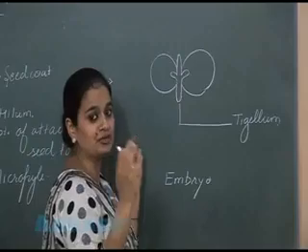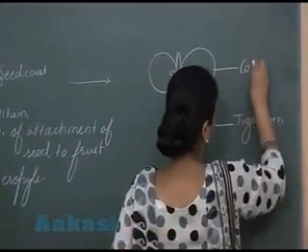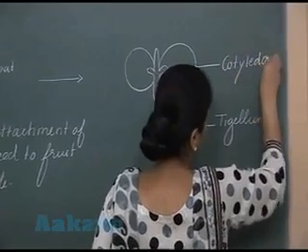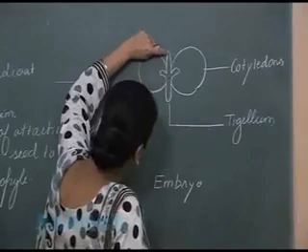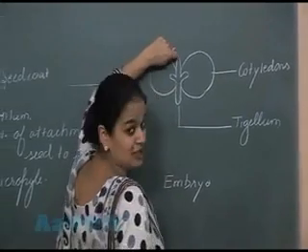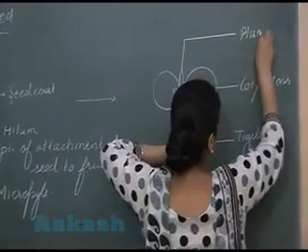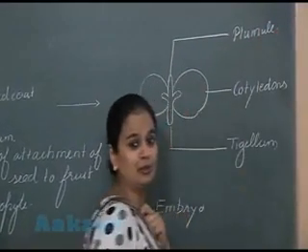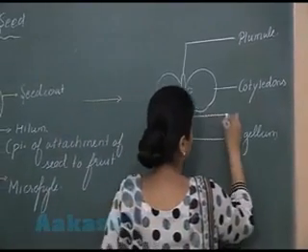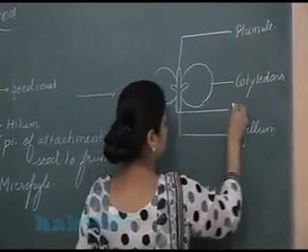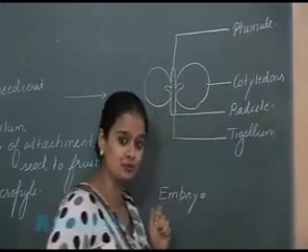In the case of the dicot, there is presence of two cotyledons. So these expanded structures are cotyledons. Now, this part of the tigellum bears the plumule, and you know that the plumule forms the shoot system. This part of the tigellum represents the radicle, and you know that the radicle forms the root system.